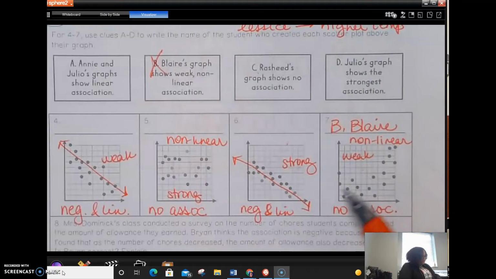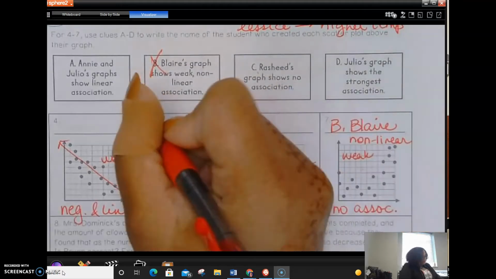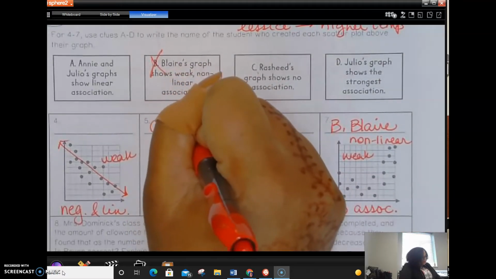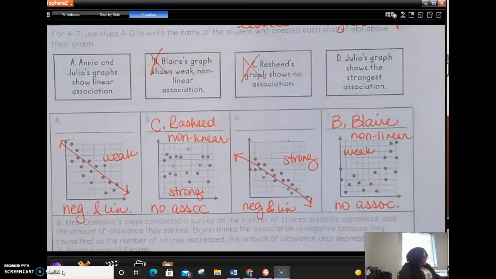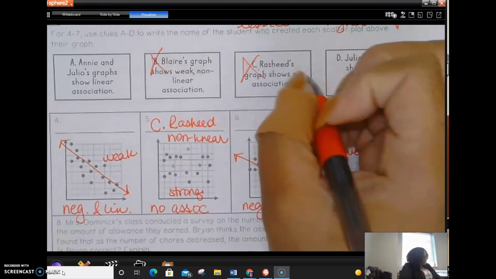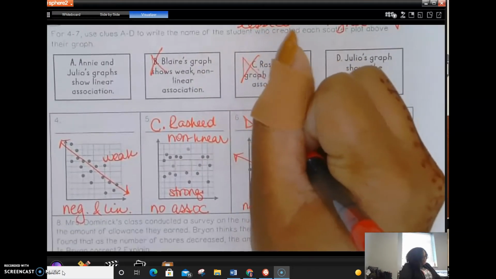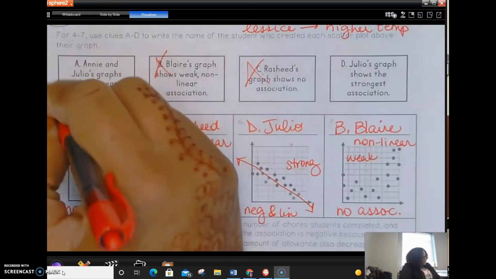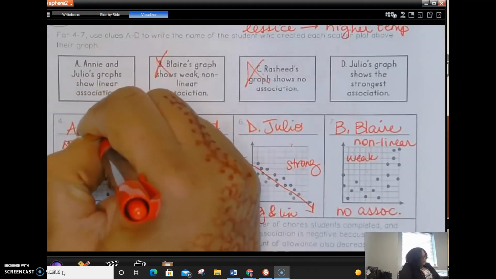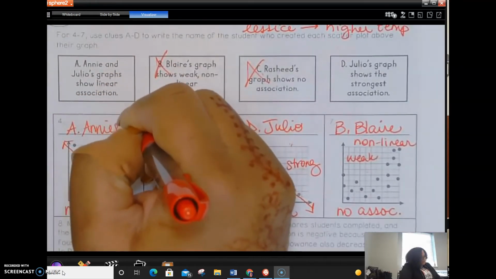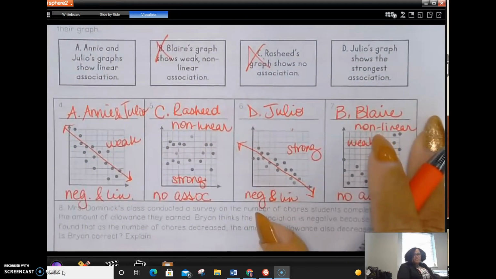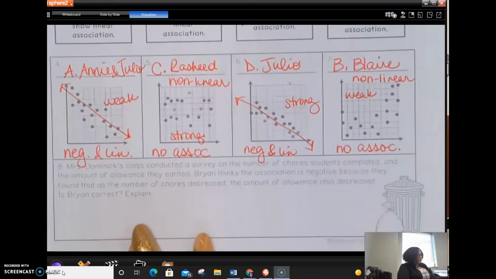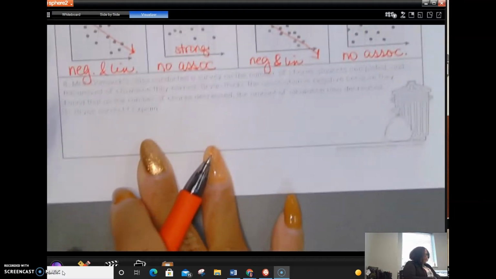Rashid's group shows no association. That would be here because that's the only other one. See, Rashid. And Julio's graph shows the strongest association, so that would be here, D, Julio. And A would be here, Annie and Julio. Okay, so that's how we classify those, by their associations and the grouping or the closeness of the dots or points.